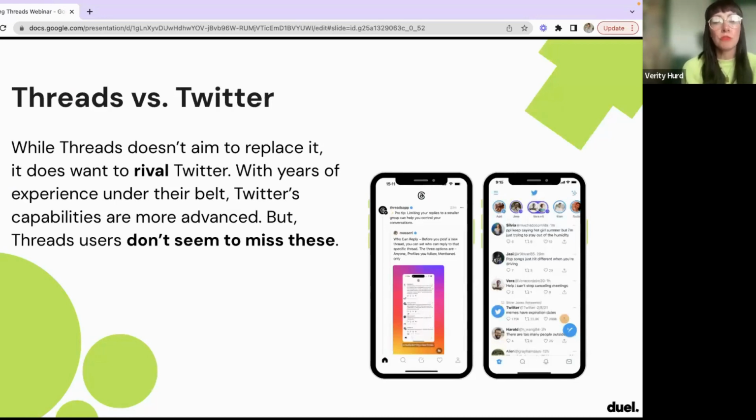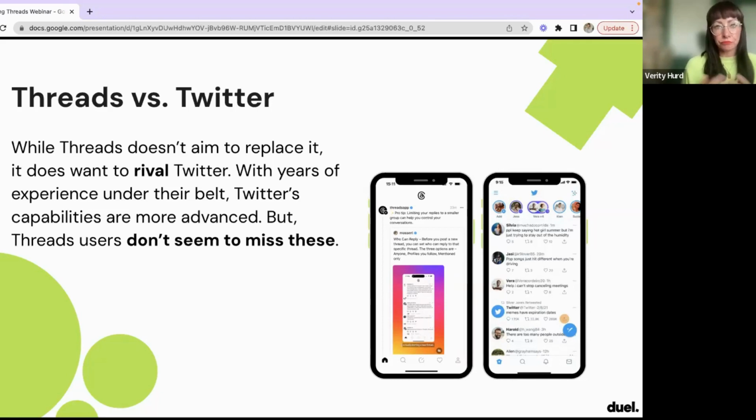And then Threads versus Twitter. God, I keep wanting to combine those two words and make up my own social media platform. But anyway, Twitter is probably the most direct comparison to Threads right now. Threads has openly positioned itself to be the rival of Twitter. As we all know, Twitter's been around a lot longer and has some more advanced features in place, but Threads definitely wants to get there with those advanced capabilities as well.